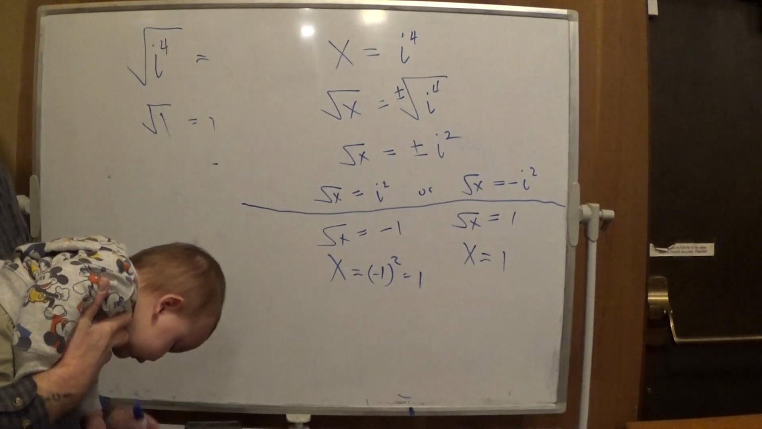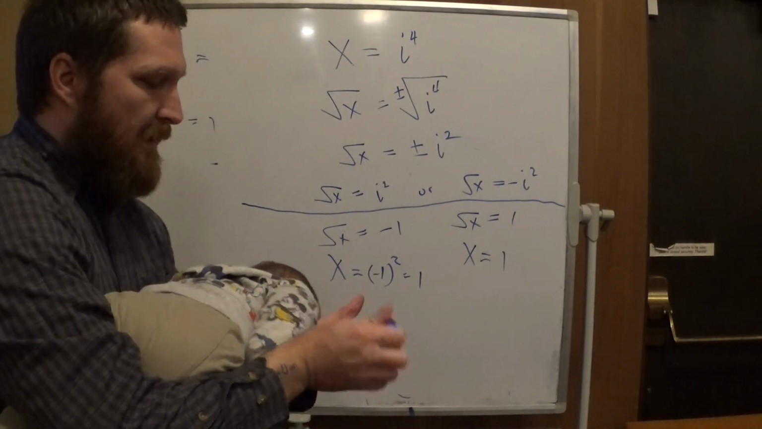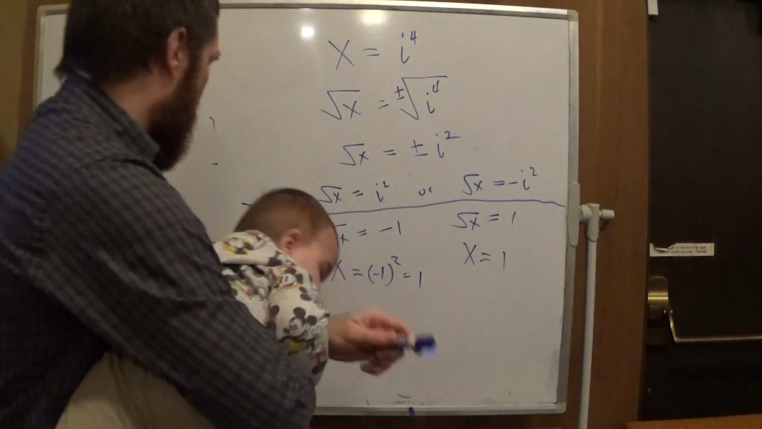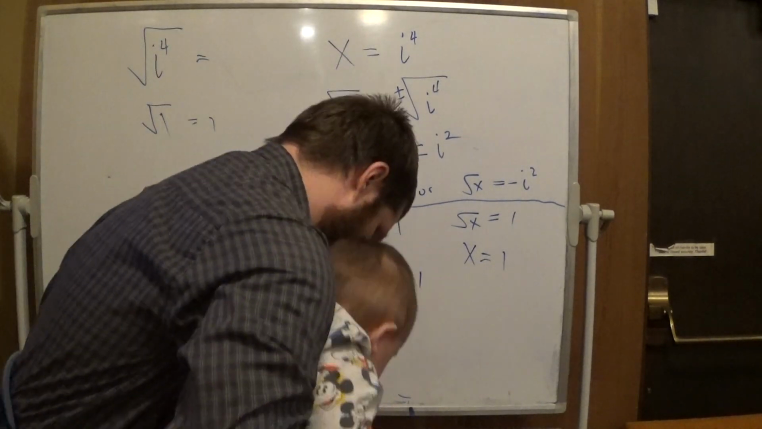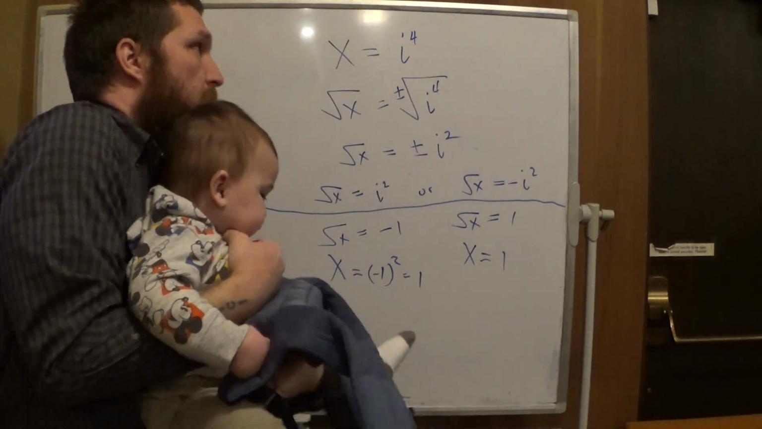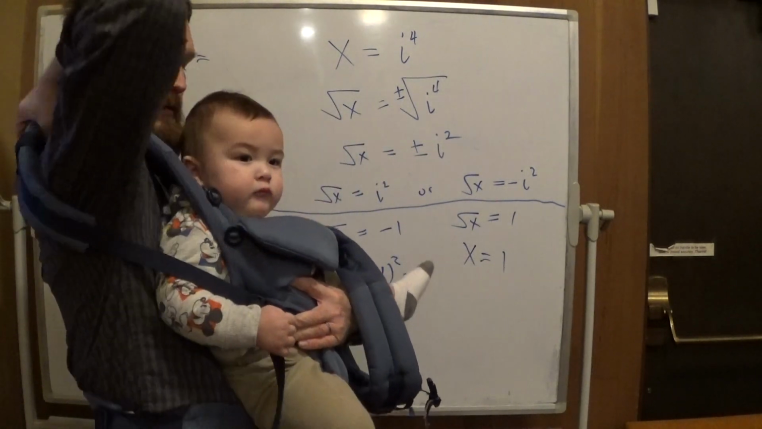But look at that. So now, what are you noticing here? You can prove that the square root of i to the 4th equals negative 1 without taking the square root. All right, one second. You could prove that, say that again? The square root of i to the 4th equals negative 1 without taking a square root, so then it wouldn't be the plus or minus, right?